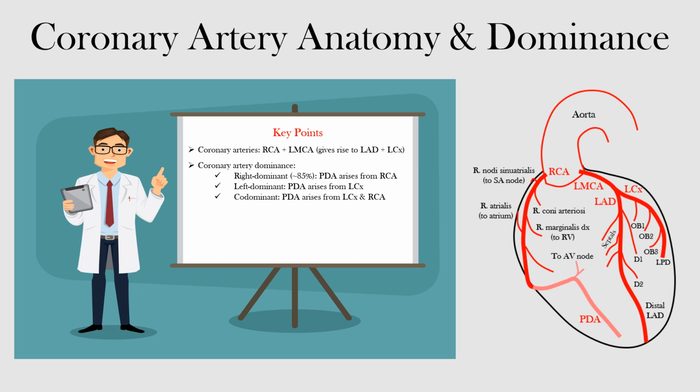Okay, let's look at the coronary arteries here. There are two main coronary arteries that arise from the aortic valve. There's the right coronary artery, the RCA, which originates from the right aspect of the aortic bulb, and then we have the left main coronary artery, the LMCA, which originates from the left anterior aspect of the aortic bulb. The LMCA is short and divides into two arteries that supply the anterior and left side of the heart.